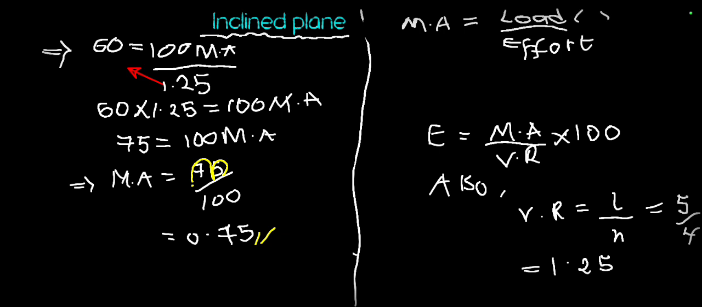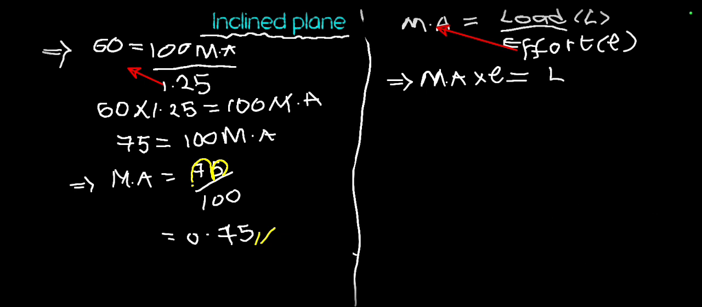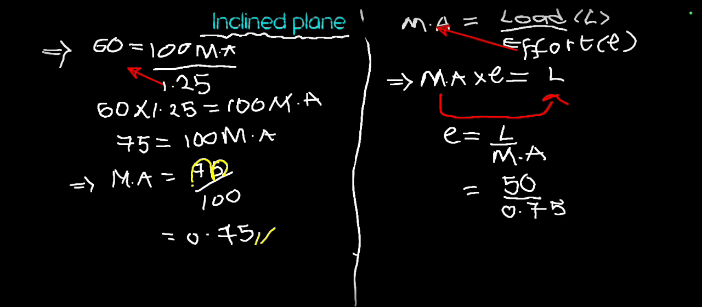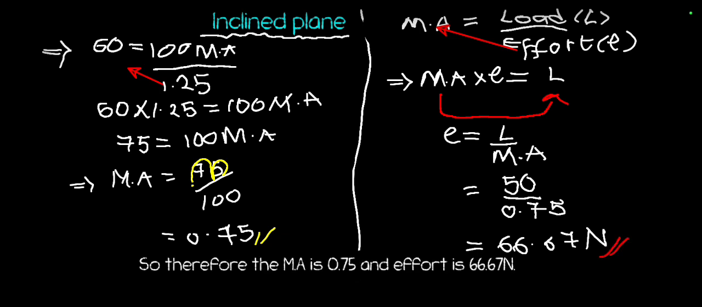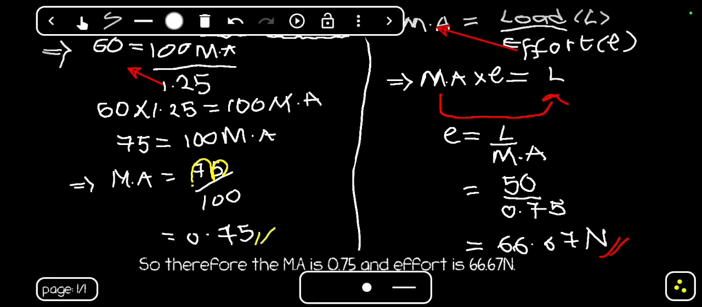Also, we know that mechanical advantage is load over effort. So let's send the effort to the other side of the equation, multiplying the mechanical advantage. Now we are dividing by the mechanical advantage, getting the formula for finding effort. Effort is the load over the mechanical advantage, which is 50 over 0.75. And we get an answer of 66.67 newtons. So therefore our mechanical advantage is 0.75 and our effort is 66.67 newtons. Thank you for watching. Bye.